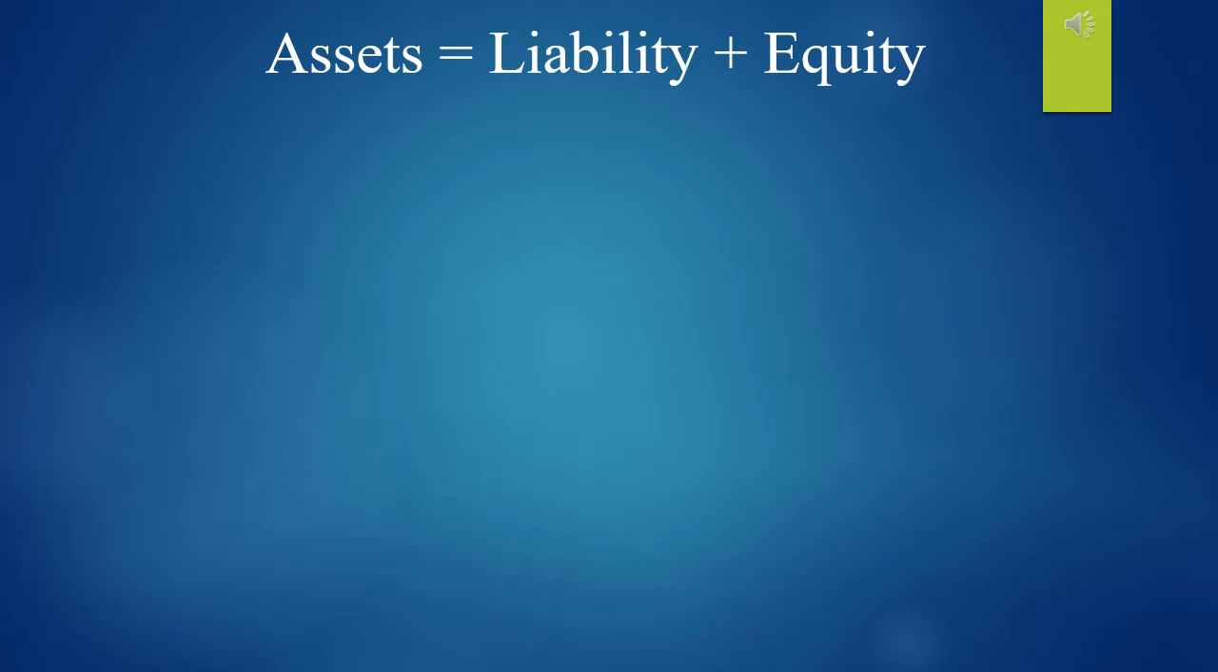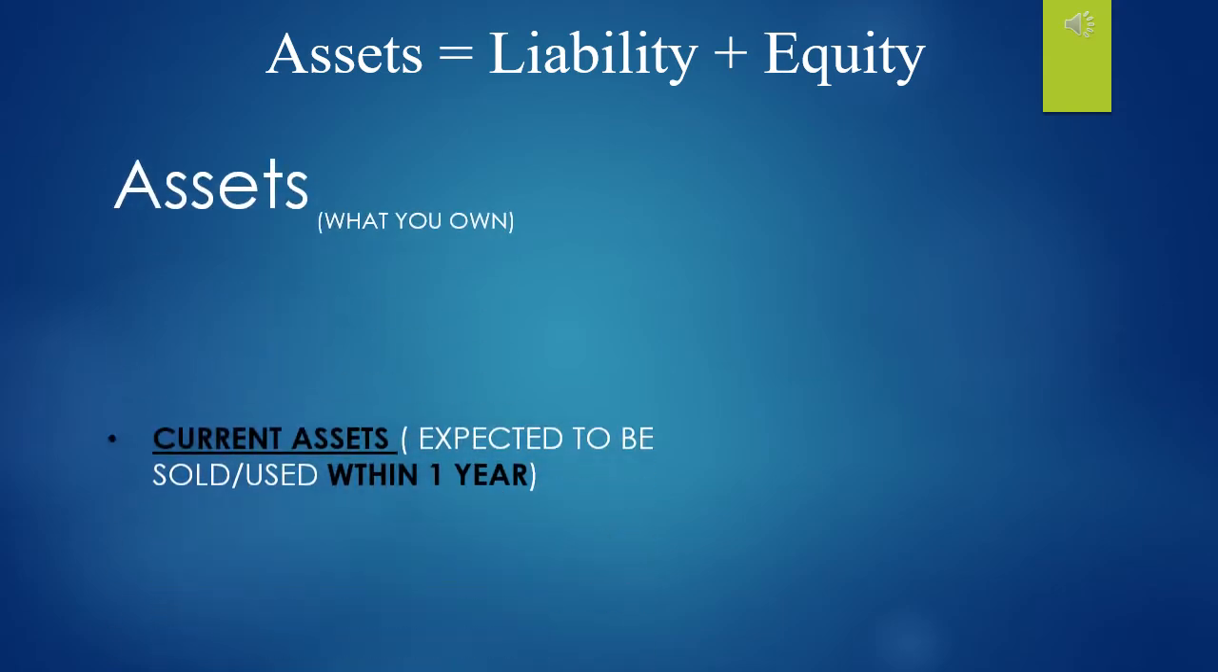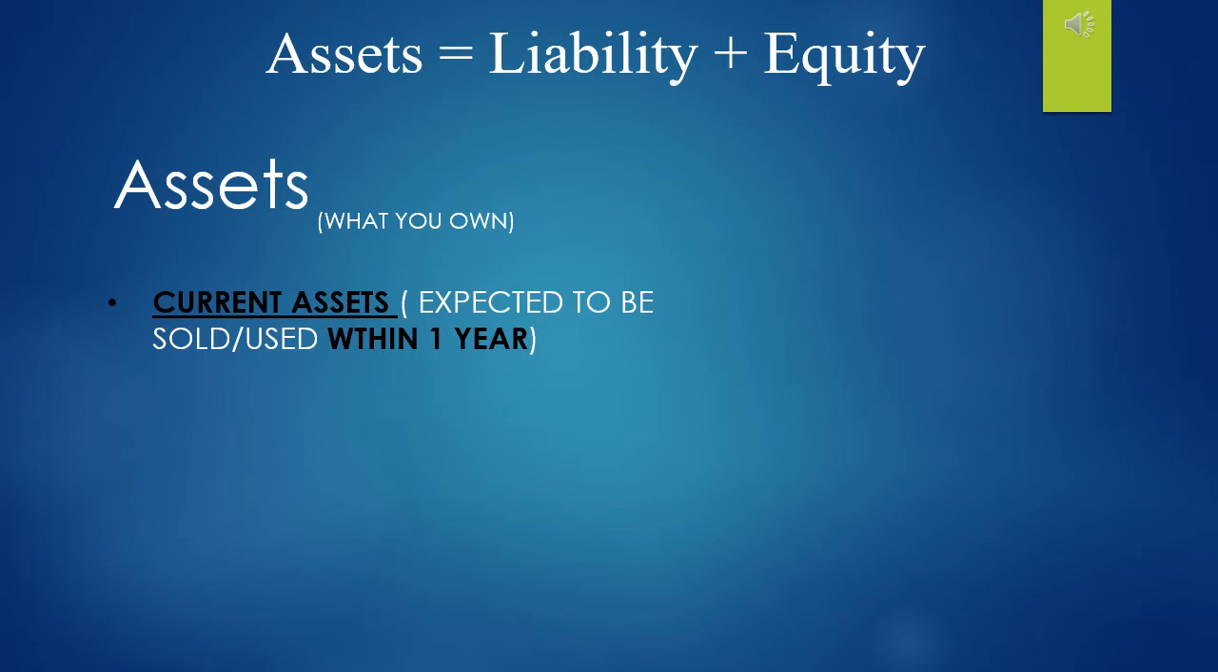Assets is basically what the company owns. It's divided into current assets and non-current. Current assets are expected to be sold or used within 1 year. They consist of cash, which is basically the monetary currency you have on hand, or cash equivalents that are short-term commitments. They are easily convertible into a known cash amount. So basically it's securities that are liquid and have a maturity date that's less than 90 days.